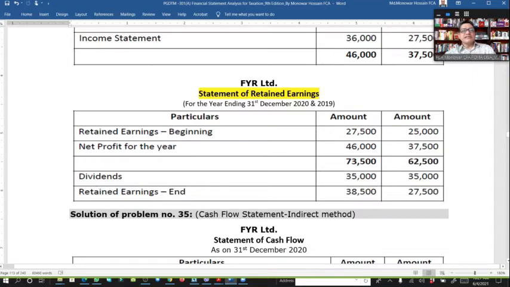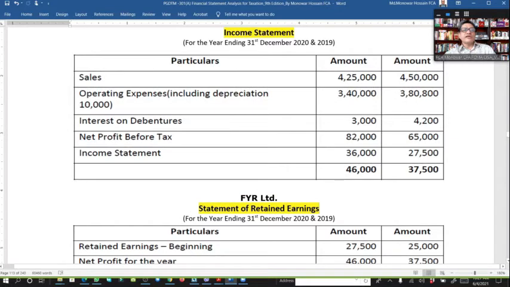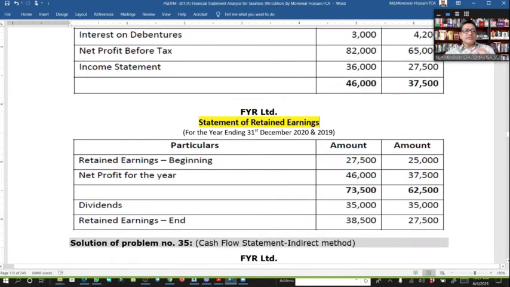So look here, this dividend is not shown in the income statement, but in the income statement we have to show the preference dividend. But the real dividend, that means paid to the equity shareholder, is distributed from the retained earnings. So from that retained earnings balance, 35,000 is distributed to the equity or ordinary shareholder. So the retained earnings closing balance is 38,500. So these are the three statements of that company.